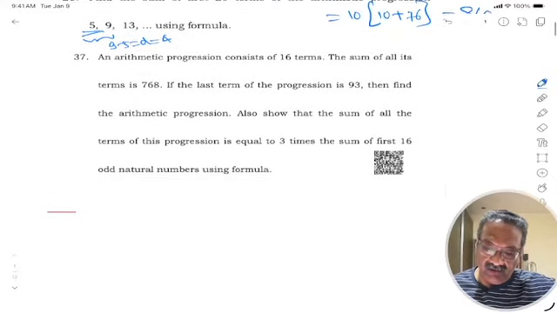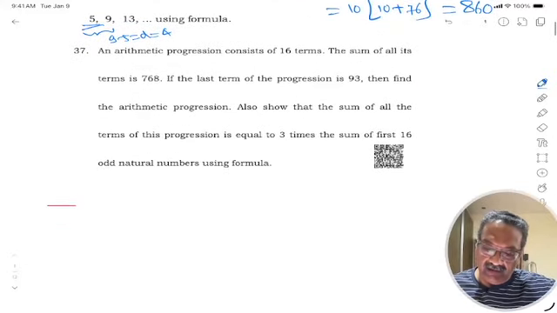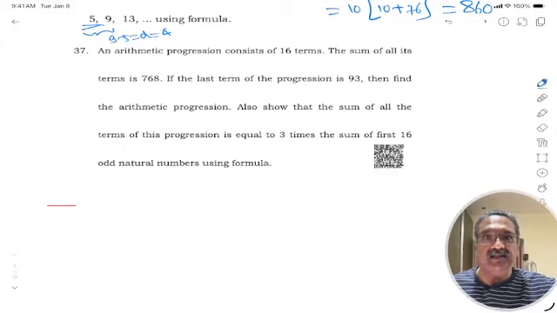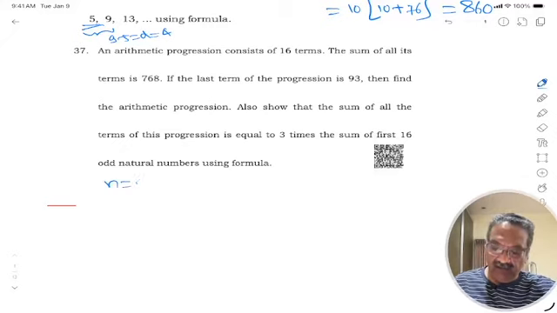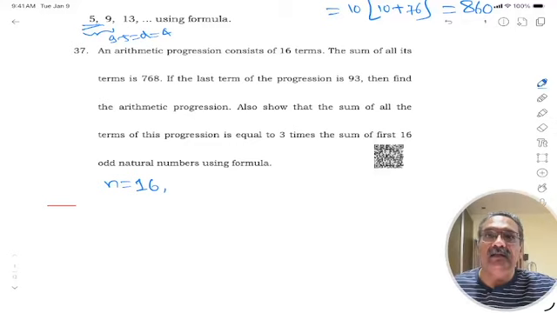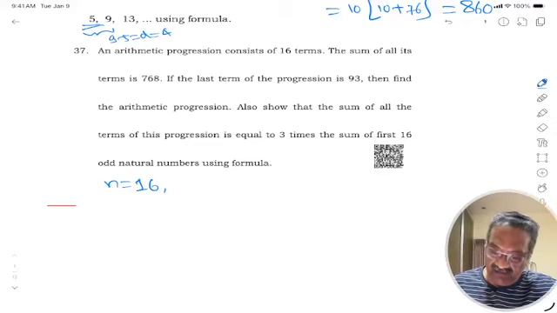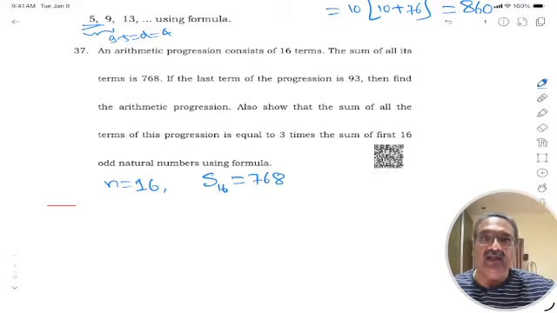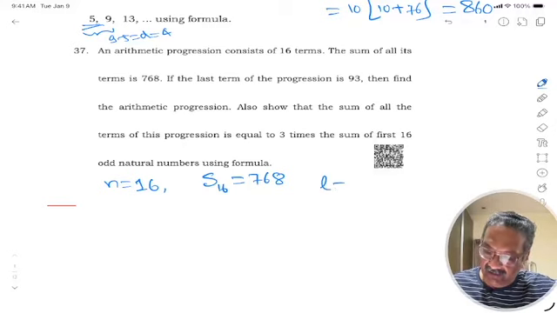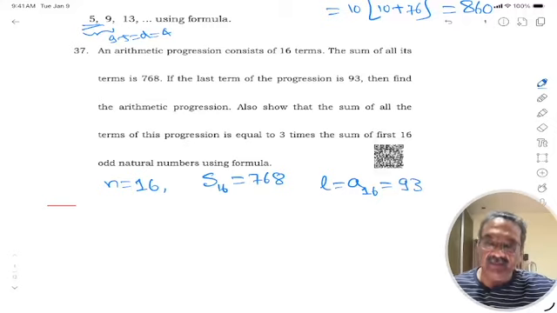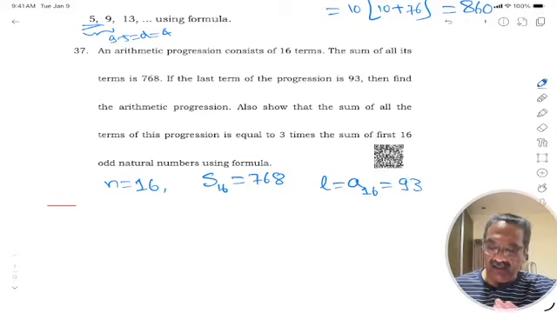Okay, now next question. An arithmetic progression consists of 16 terms. So that means we have n is equal to 16. The sum of all its terms is 768. So S16 is 768. If the last term of the progression is 93, so L is equal to A16 is equal to 93, then find the arithmetic progression. Also show that the, okay, it's also, let's take it separately.